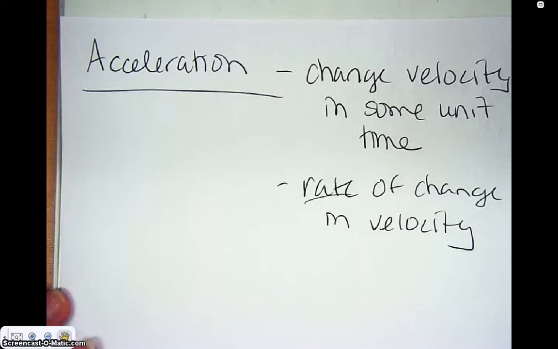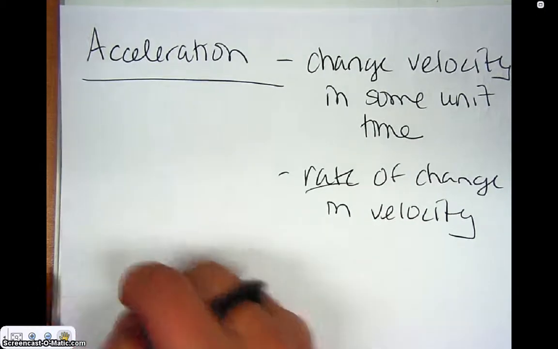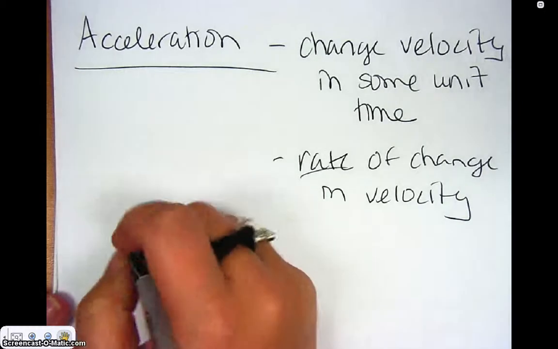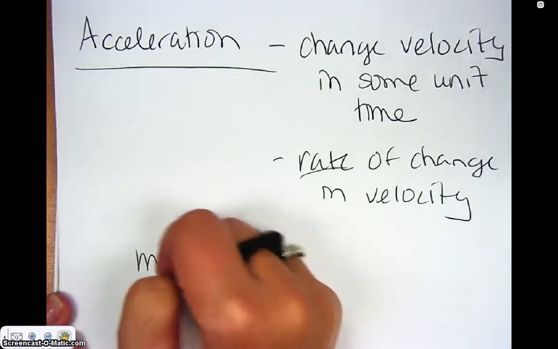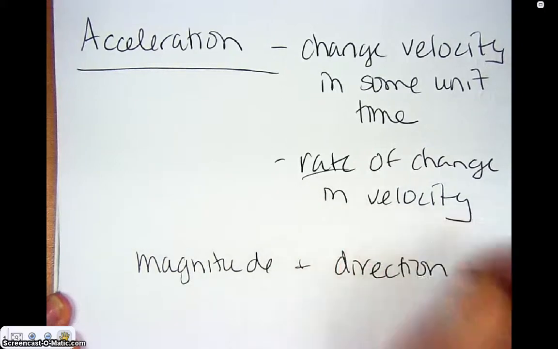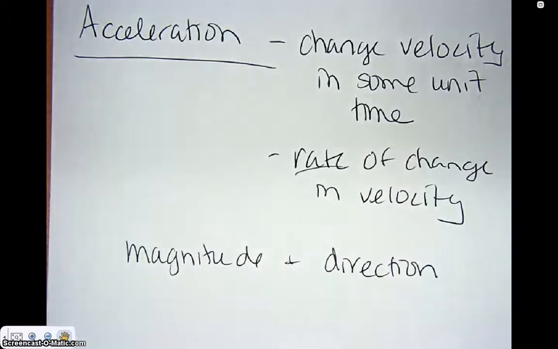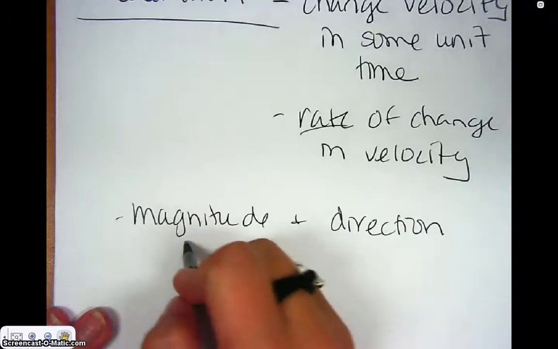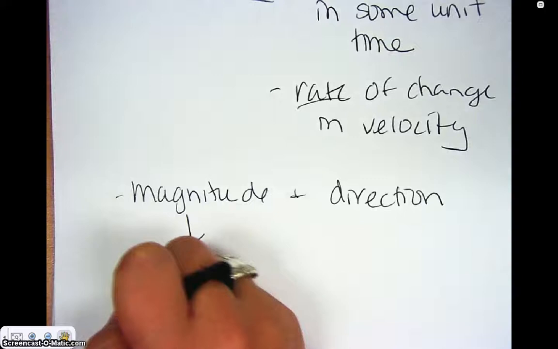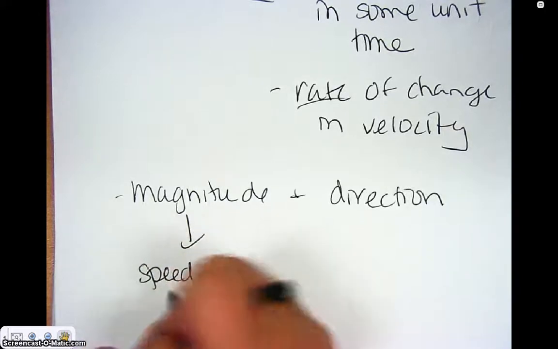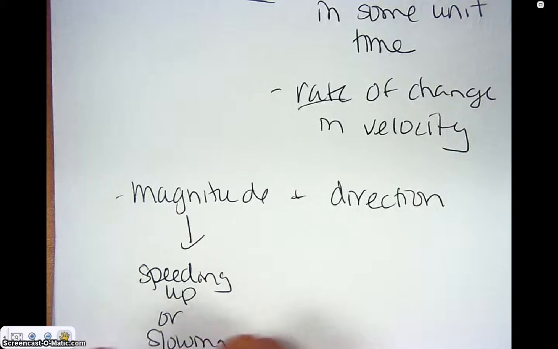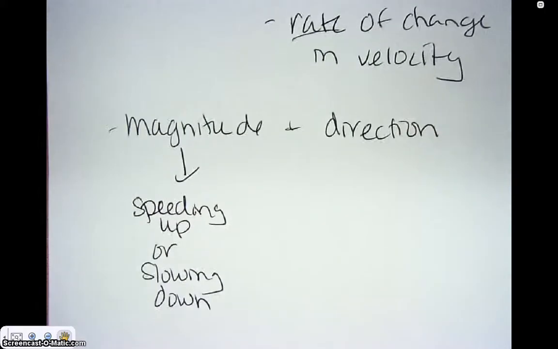All right? So in order to change your velocity, remember that velocity is a vector. So velocity has both a magnitude and a direction. There's a couple of different ways in which you can change your velocity. If you change the magnitude of your velocity, it means that you are speeding up or slowing down. So it's essentially changing your speed, right?